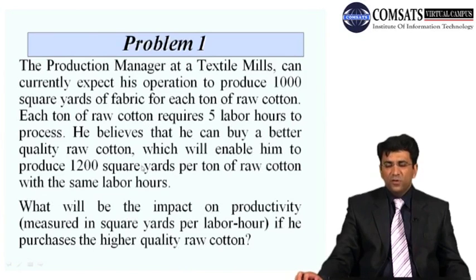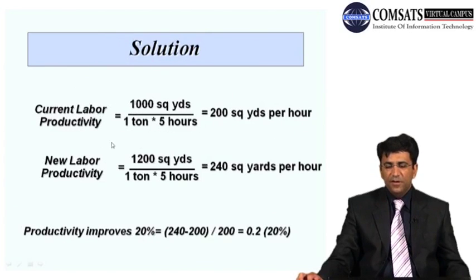You can easily calculate the productivity. Before using the quality raw cotton, the productivity will be equal to 1000 divided by 5, that will be equal to 200. And the new productivity will be equal to, this is the new output, 1200 divided by 5. As you can see here, 200 square yards per hour is the old productivity or our current labor productivity, and the new labor productivity is 240 square yards per hour.